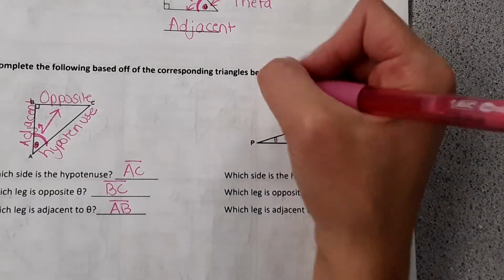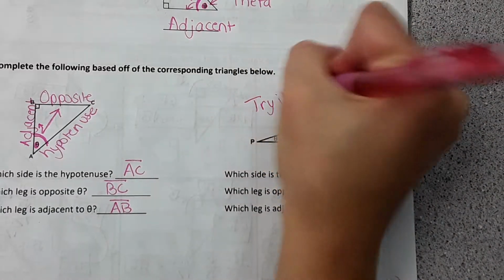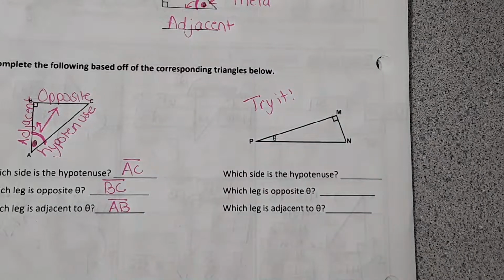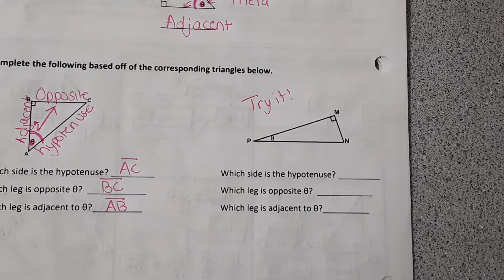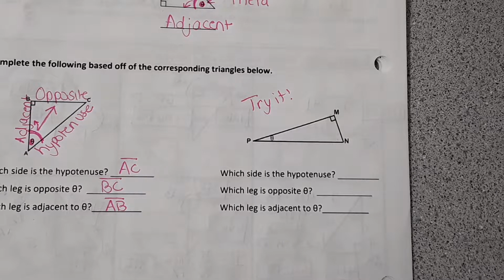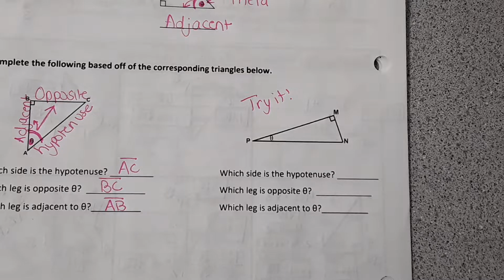Next one, try it on your own. You already got it? Do we always have the label down? We're going to start abbreviating, but for now the whole word works.